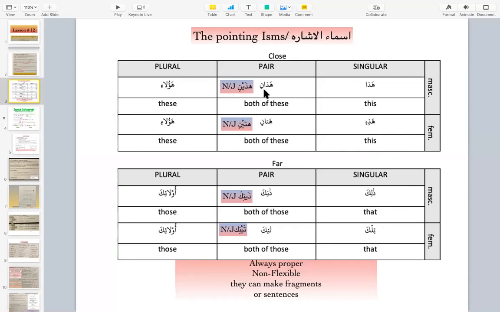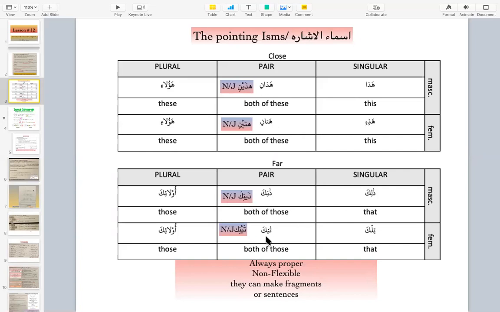So for the dual, hazani has hazaini. The nasab and jar version is hazaini. And then we have hataini for our feminine. Then for zalika, we have zanika, which is our masculine, and its nasab and jar version is zainika.